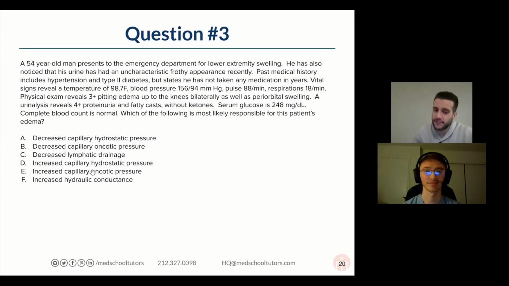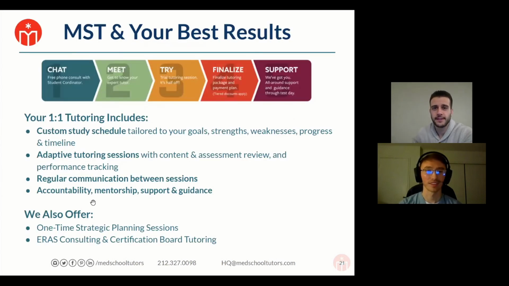And then you're not having increased oncotic pressure for the reasons we discussed, and hydraulic conductance is a little bit of a distractor here. Alec, anything else you want to add for this? No, I think that was great. People jumped right on it, caught right onto that type 2 diabetes that's been untreated for, however long, and the likelihood of that resulting in nephrotic syndrome. Love it. All right.